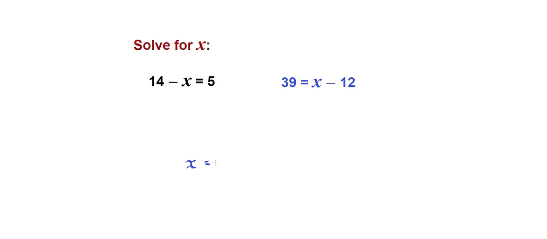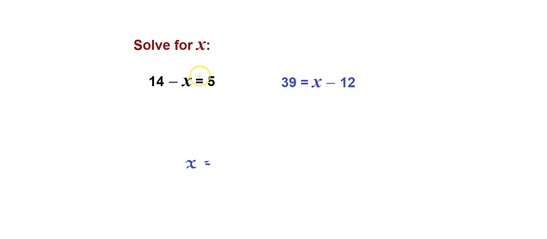But what we want to show through our working is a clear method where we take clear steps to get to our final answer. So remember, what we're trying to do is isolate the variable, which is the x, on one side of the equation, and we'll end up with its value on the other. So let's go about that for the first one. We have 14 minus x on one side, and on the other side of the equation is 5.